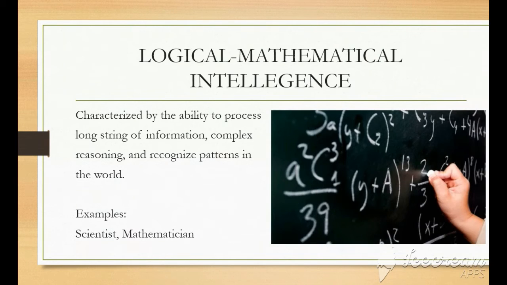The next one is logical-mathematical intelligence. It is characterized by the ability to process long strings of information, complex reasoning, and recognize patterns in the world. It refers to your ability to reason, solve problems, and learn using numbers, abstract visual information, and analysis of cause and effect relationships. The examples are scientists and mathematicians.